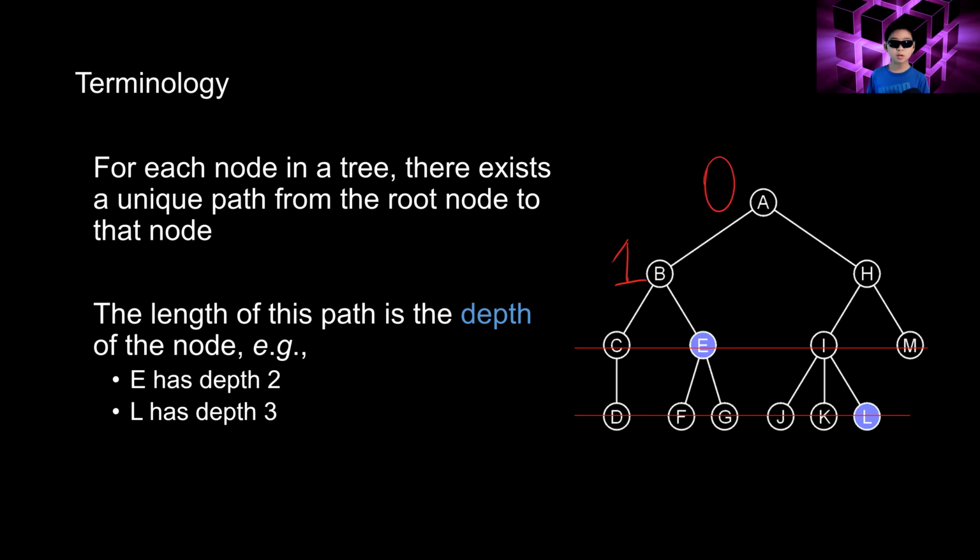Because there's always a unique path from the root to any node, we define the length of this path as the depth of the node. In this tree, E has the depth of 2. L has the depth of 3. If we visualize the tree layer by layer like this, as we can see, all nodes at the same layer have the same depth.